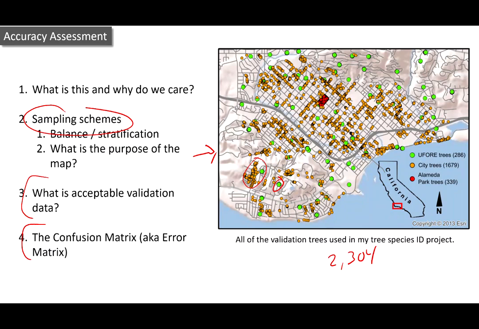All these green things are field plots that we actually went out and visited in person and measured and identified all the trees. And then all of these trees are ones at a park that we did an even more rigorous assessment of their health and structure. So it took a long time to gather all this data, but then it was a nice way to evaluate the accuracy of my tree species classifier.